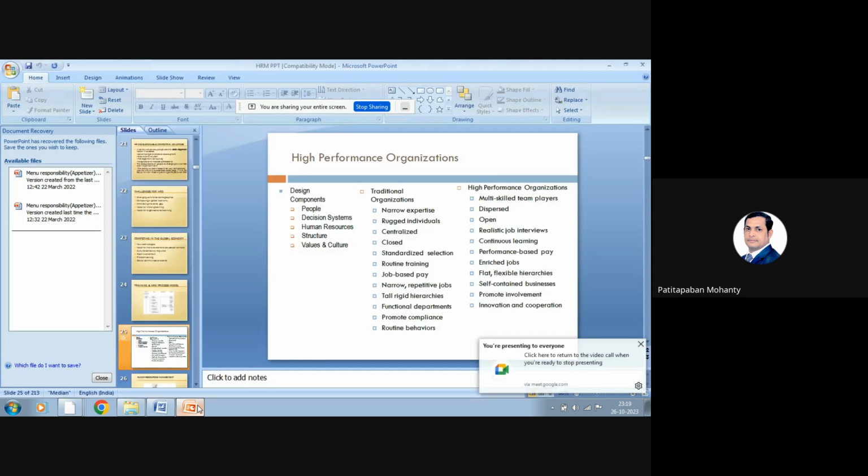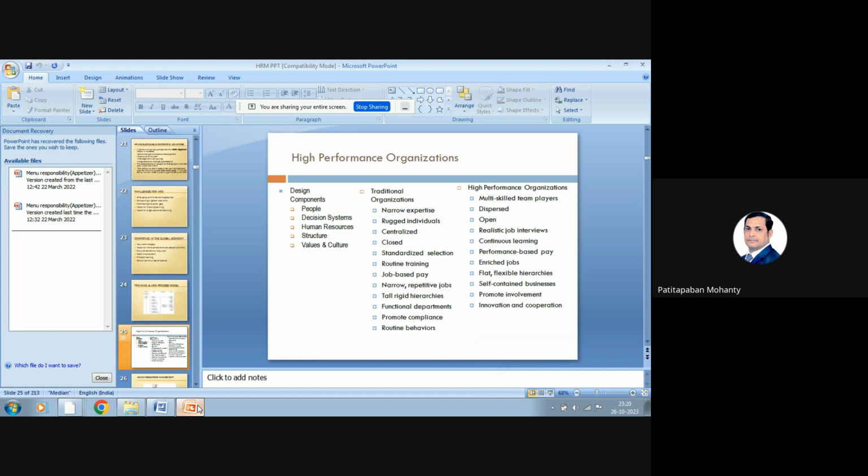So next is high performance organizations, like design components. In the normal high performance organizations, they have design components like people, they have good decision systems, they have good human resources, they have a good structure, they have good values and culture. Okay, so these are the design components.